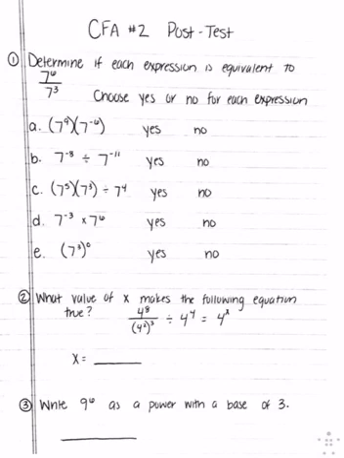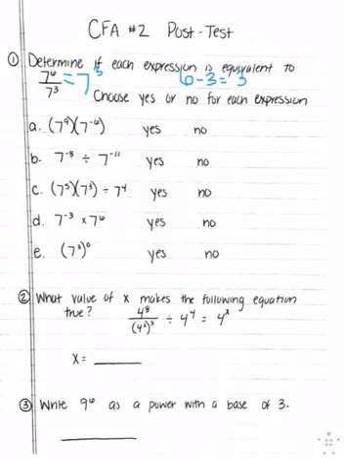Number 1. Determine if each expression is equivalent to 7 to the 6th divided by 7 to the 3rd. Choose yes or no for each expression. So, looking at this first problem, 7 to the 6th divided by 7 to the 3rd. We are dividing, so we are going to subtract the exponents. 6 minus 3 is 3, so my answer is 7 to the 3rd. We want to see if any of these problems, A, B, C, D, or E, match 7 to the 3rd.